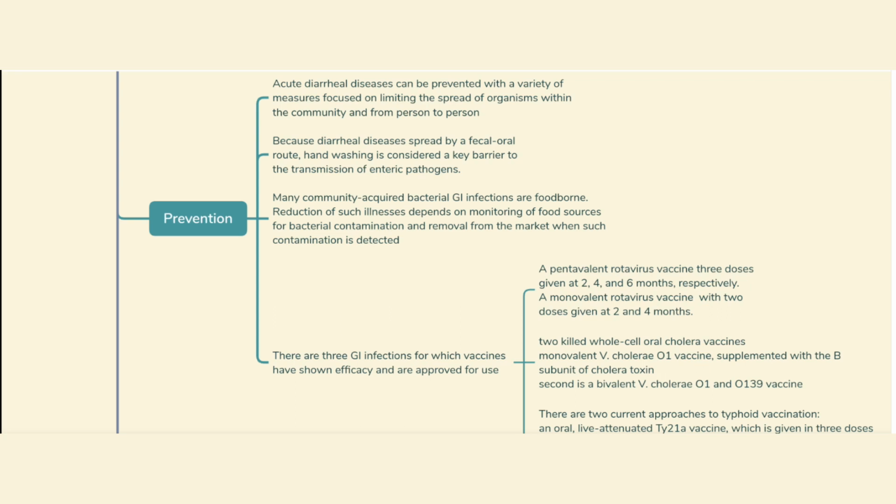And another type of prevention can be vaccines. In the current world stocks and the current approved vaccines, you only have 3 vaccines. The first of them are the rotavirus vaccines, and they can be divided into a pentavalent rota vaccine with 3 doses given at 2, 4, and 6 months, or a monovalent vaccine with 2 doses at 2 and 4. The 2 and 4 vaccine has been getting more popularity lately.